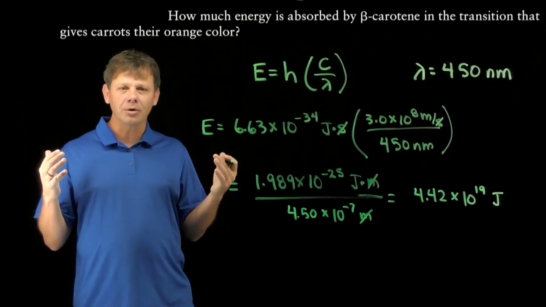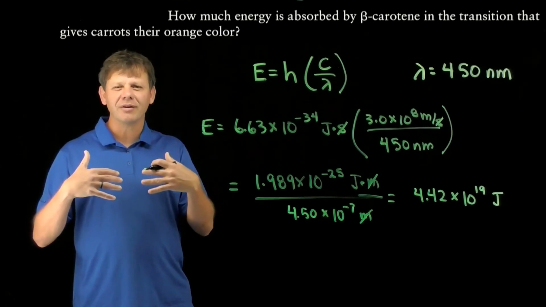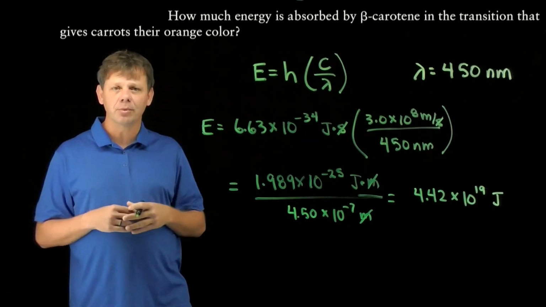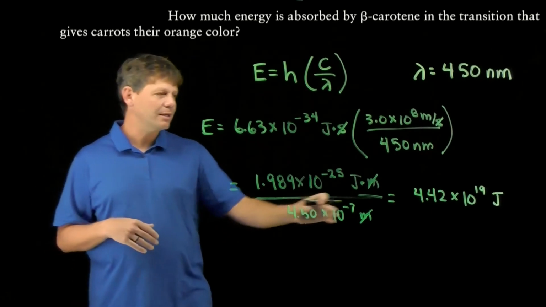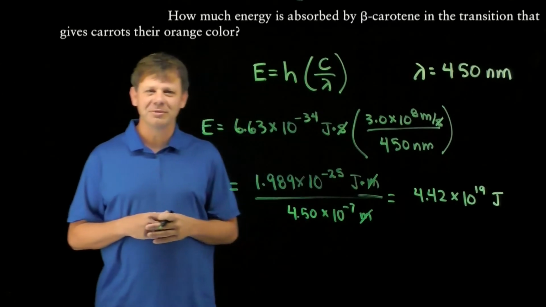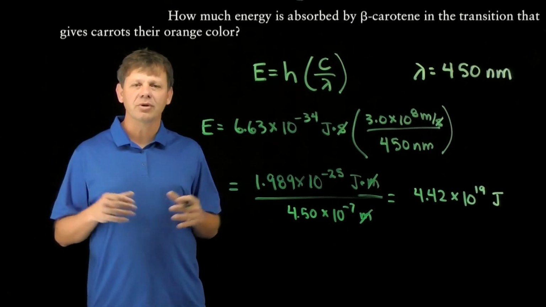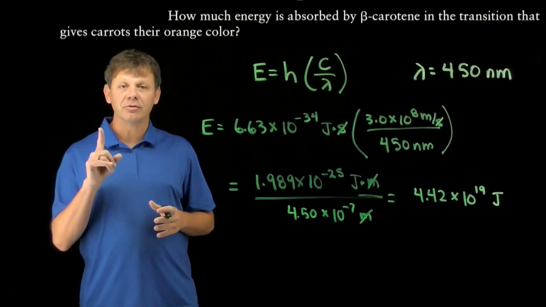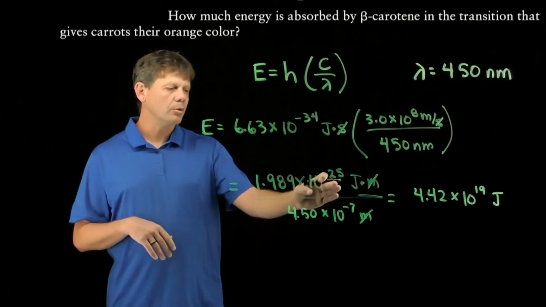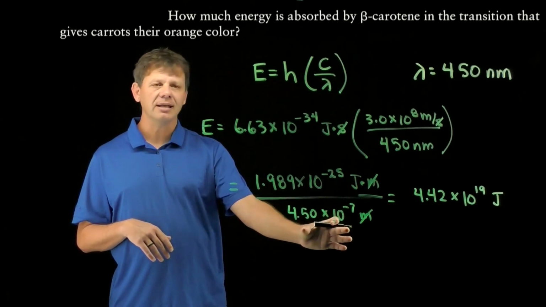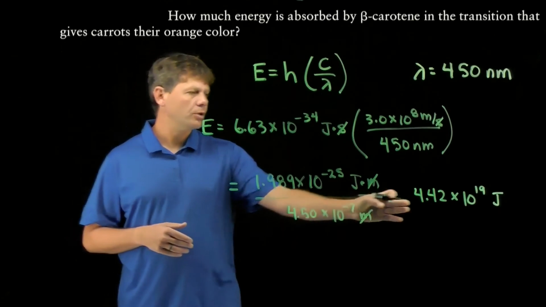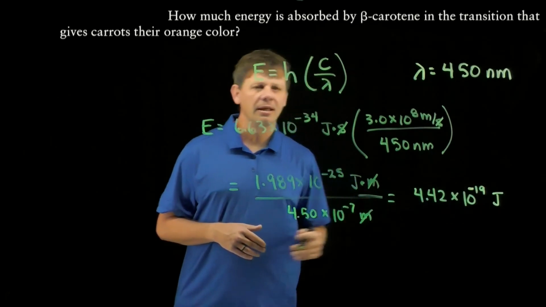Carrots, in producing their orange color, are absorbing very small amounts of energy in that visible region. Can you imagine if visible light contained 4.42 times 10 to the 19th joules? It's almost comical that that was the answer. So the mistake: we're taking a really small number and dividing it by a number that's larger. We're going to get negative 19 as our exponent.